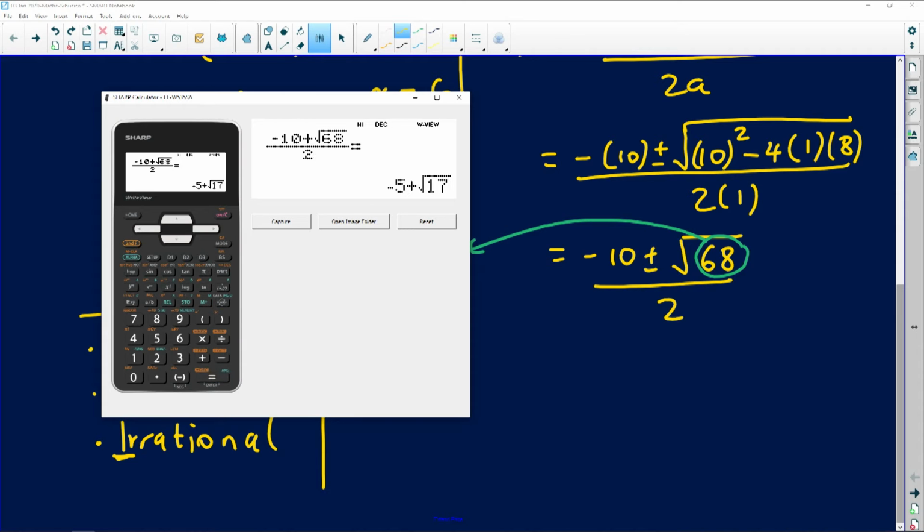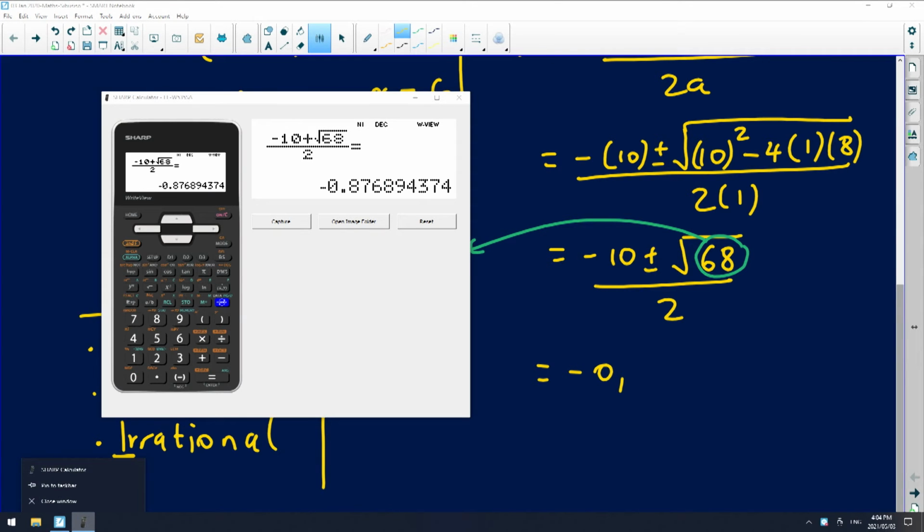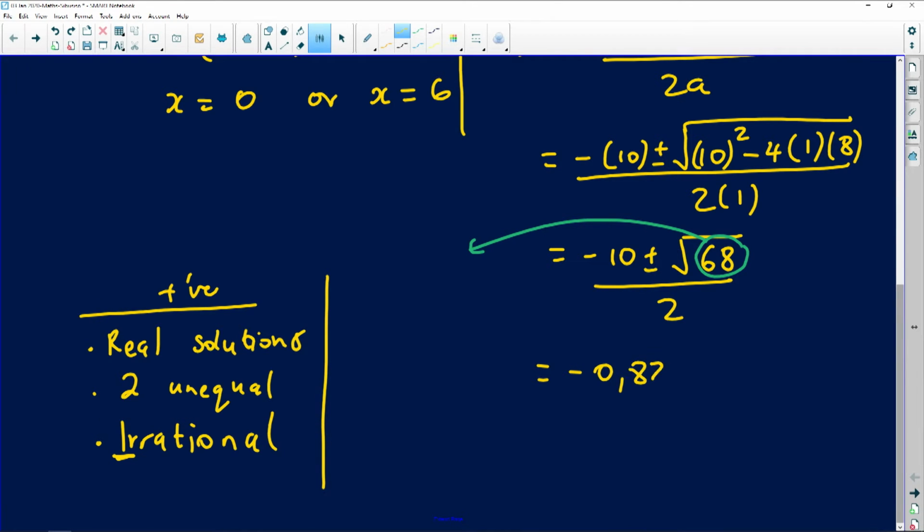My first answer, they said to 2 decimal places, not in short form, changes to negative 0.88. What is it? It's negative 0.88.